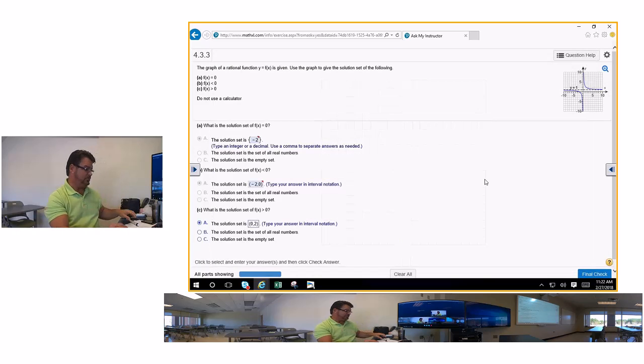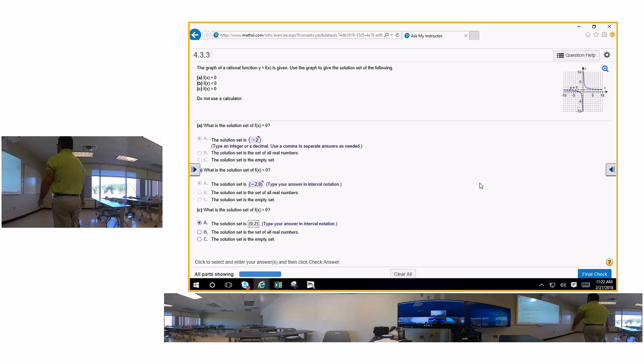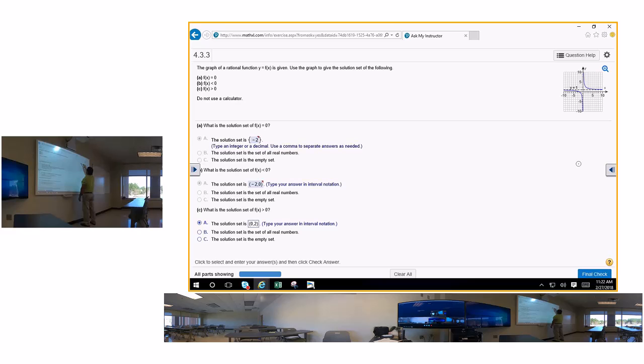Well, we're not even doing the problem, but just from this graph, we know that the horizontal asymptote, let me move this out of the way, is y is equal to 1. Okay? We know the vertical asymptote is x is equal to 0. All right? Now, to have a vertical asymptote, we know that the function has to have a denominator.